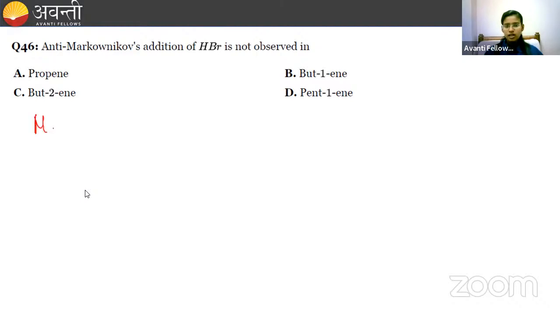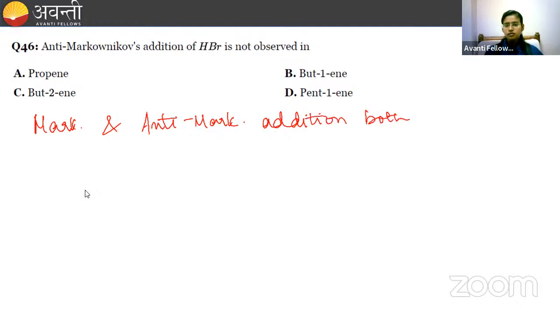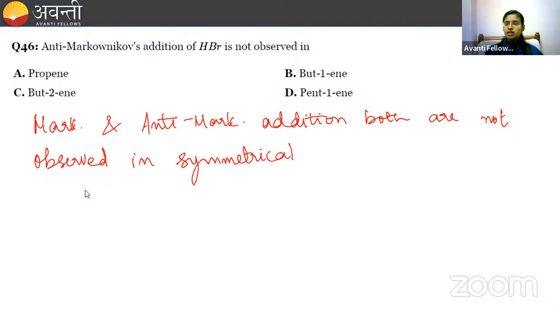So both Markovnikov and anti-Markovnikov addition are not observed in symmetrical alkenes. Both are not observed in symmetrical alkenes. So now we'll check for the compound. So first I have propene.